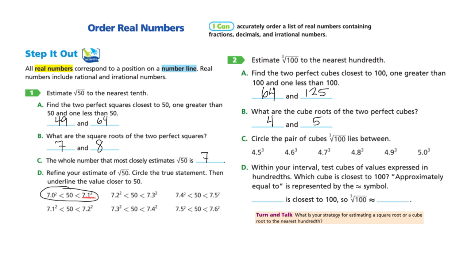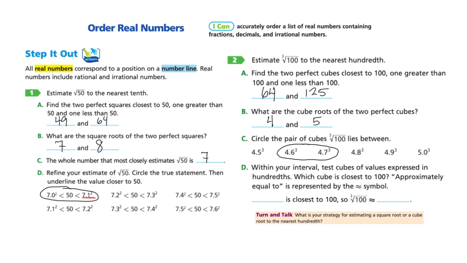Circle the pair of cubes that the cube root of 100 lies between. And so when you multiply those out, use your calculator, multiply 4.6 times 4.6 times 4.6, and 4.7 times 4.7 times 4.7, and you'll have to do this one. So you'll probably multiply at least a few of them to see where that square root of 100 or cube root of 100 lies.